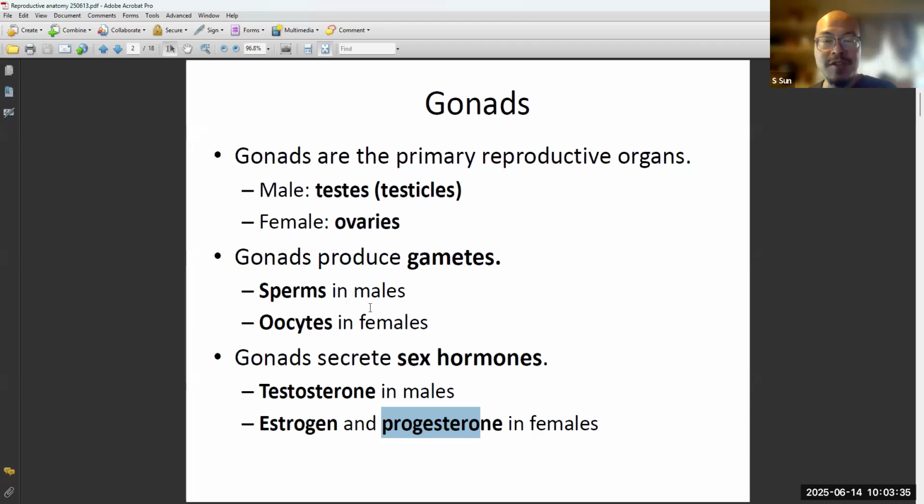So basically a lot of quiz questions can come from here. What are the gametes in male? Is that sperm? What's the hormone in female? Male? Where does it come from? Testes, ovaries? Yeah. What are the gonads in male? Testes. What are the gonads in female? Ovaries. So a lot of quiz questions can come from this side.